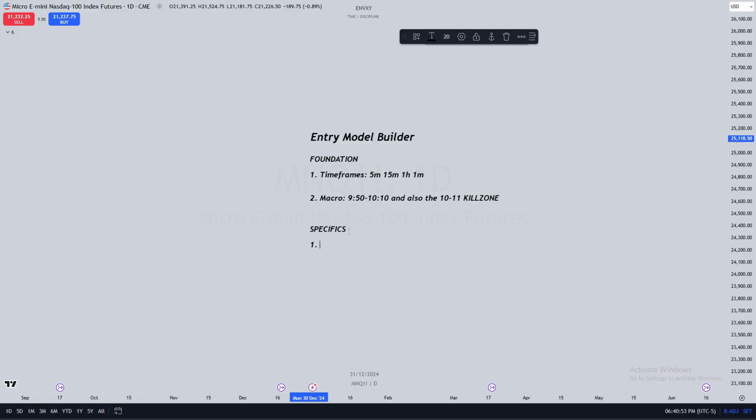Eastern time. So with the foundation of my model out the way, I'll be talking about the specifics of what I look for in the market to engage with the market and to place my trades. So let's get straight into it.